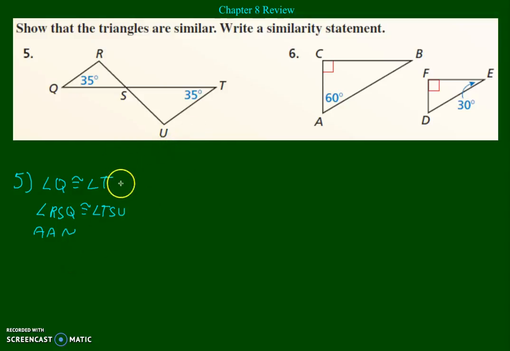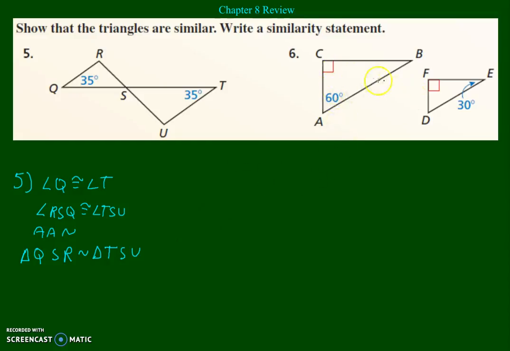And to write a similarity statement, what I'm going to do is start out with the known angles. So I'm going to say triangle Q, and then I'm going to go to the other known angle, which is S, and then the last one, R, is similar to triangle. We're going to start with that known angle, T, S, and then the last U. So that's number 5. Now let's go to number 6.